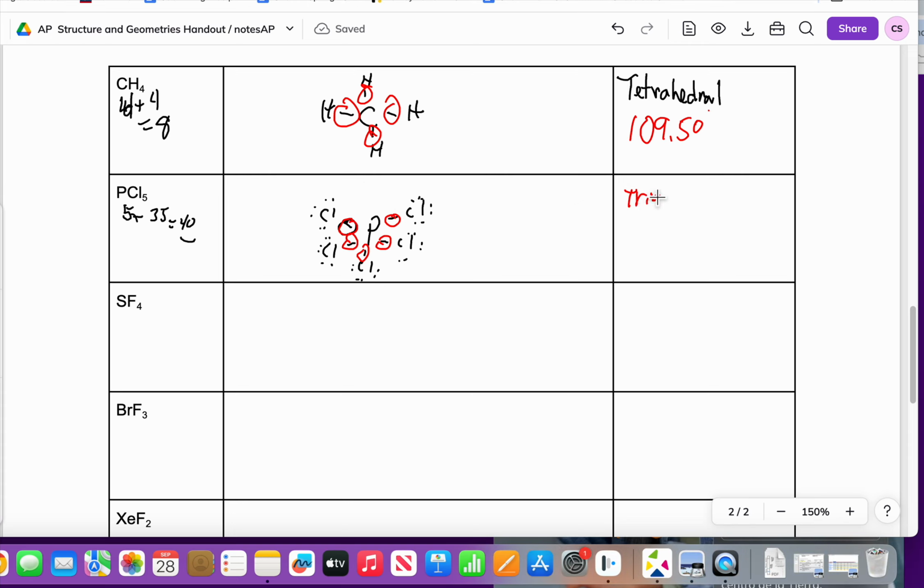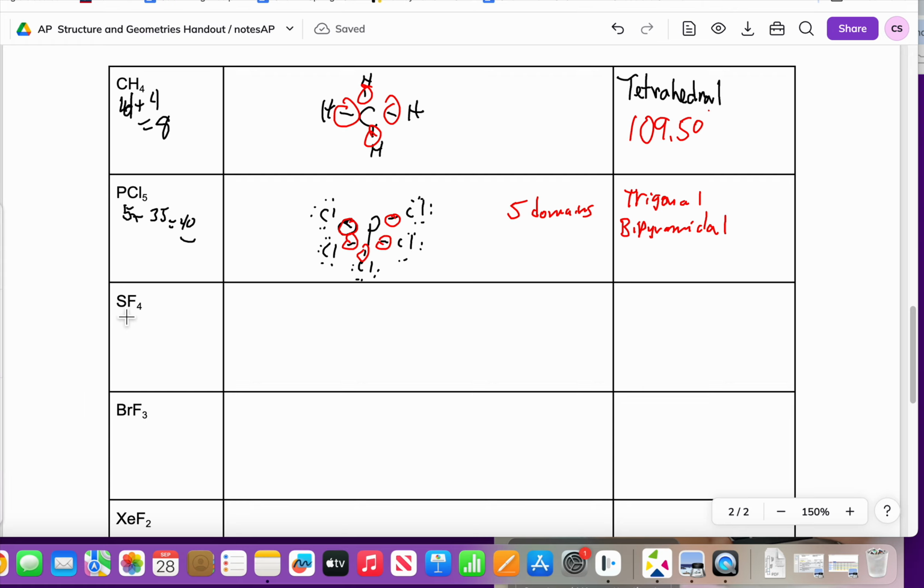That's trigonal bipyramidal. So it's called trigonal bipyramidal electron domain geometry. But if each electron domain has an atom hooked to it, the geometry is also called trigonal bipyramidal. So trigonal bipyramidal is when there's 5 domains with atoms attached, 1, 2, 3, 4, 5, and they each have an atom attached.